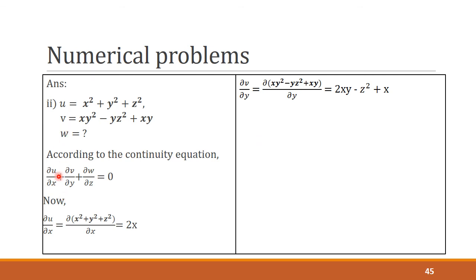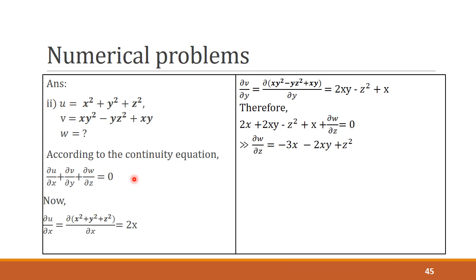Now, ∂u/∂x plus ∂v/∂y plus ∂w/∂z is equal to 0. So adding up, we will get ∂w/∂z is equal to minus 3x minus 2xy plus z squared. It's a partial derivative with respect to z. So integrating, we will get w to be minus 3xz minus 2xyz plus z cubed by 3 plus a constant of integration. Now this constant of integration is important. It need not simply be a number. It can be a function.